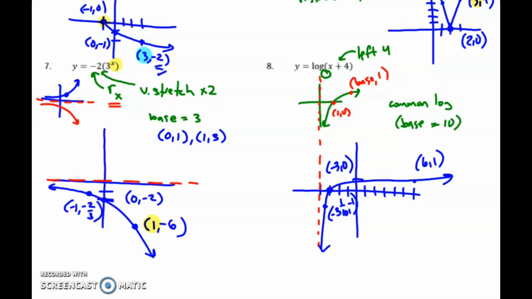Again, if you remember from logs, let's check 6, 1. Plug in the 6. 6 plus 4 is 10. What is log base 10 of 10? Well, remember, if those two are the same, that's just equivalent to a 1. And that was our y coordinate there. So I know that works. You can try the others, but those will be the same. They'll work as well. Okay.